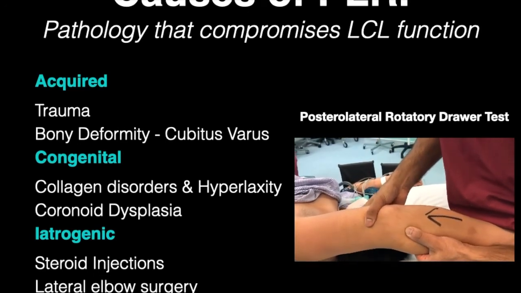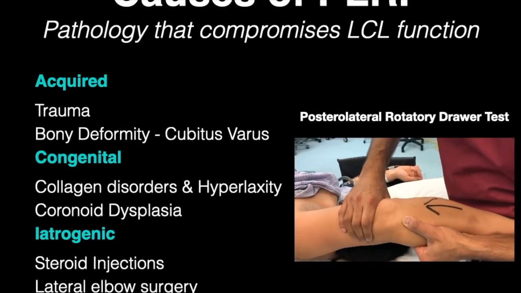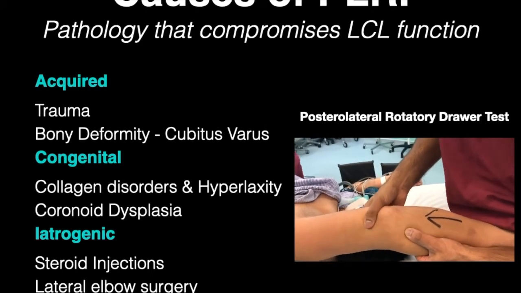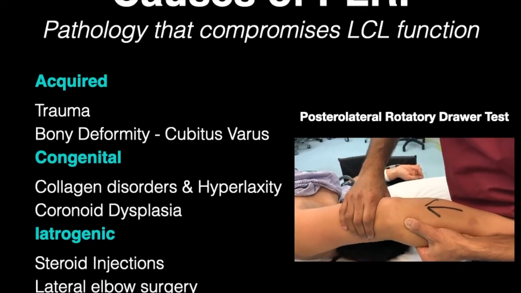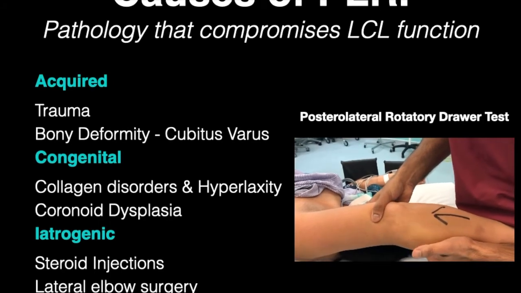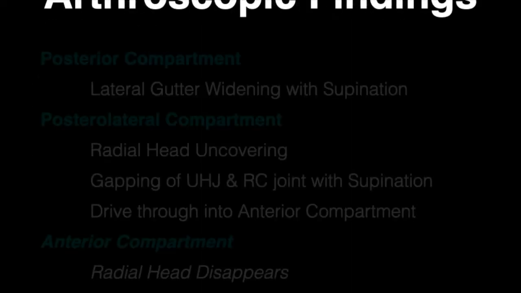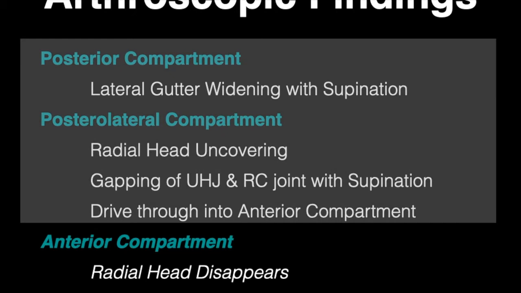However, in some situations, such as following multiple steroid injections and tennis elbow, the diagnosis can be much more subtle and difficult to appreciate with clinical examination or radiologic investigations, and it's in these patients where we find arthroscopy particularly useful. The arthroscopic findings are concentrated in the posterior compartment and the posterolateral compartment, and these are the findings we'll be demonstrating. Some of the findings in the anterior compartment can be useful but serve as an adjunct rather than to help make the primary diagnosis.